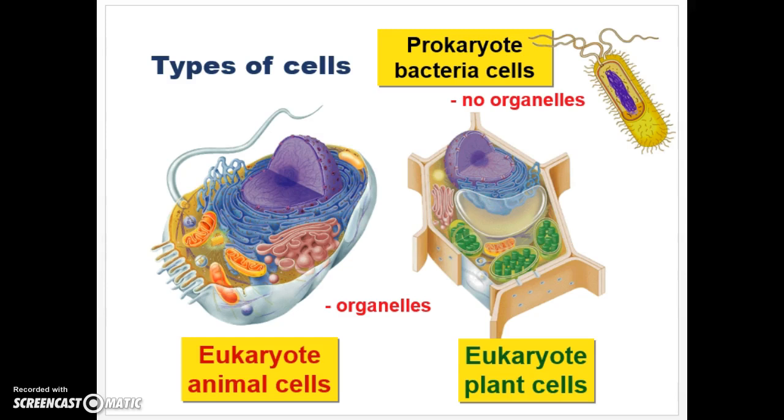Prokaryotic cells are going to be in the domains of bacteria or archaea. And then eukaryotic cells are going to include the domains or the groupings of organisms that are protists, fungi, animals, and plants. And you should also know that plants and prokaryotic cells also have one more thing in common. Plant cells all have a cell wall, and so do bacteria cells.